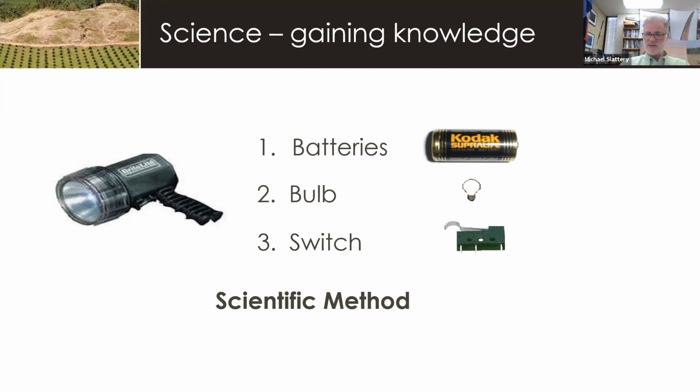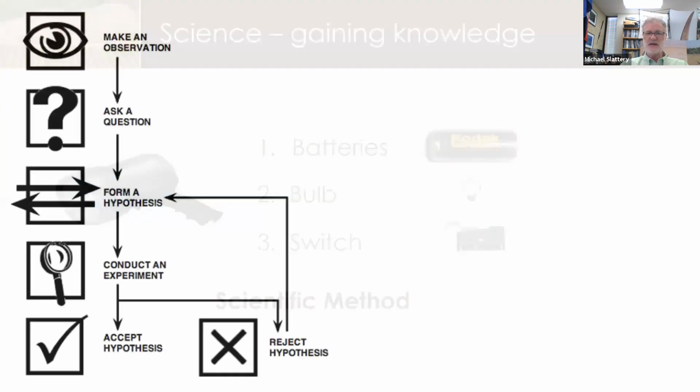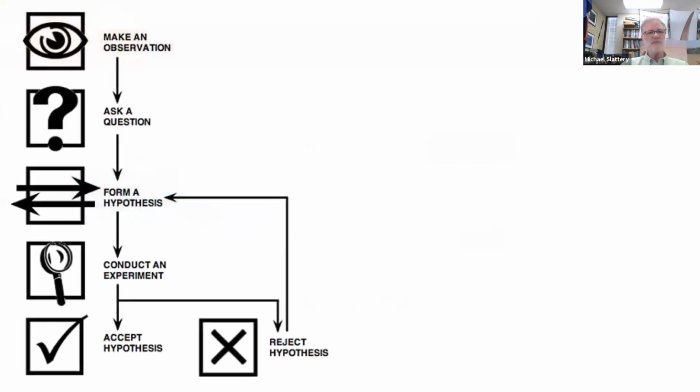Let's run a little experiment here to test out these variables one by one and see, okay, hypothesis one, it's the batteries. Let's change the batteries, the flashlight comes on, accept the hypothesis, you solve the problem, right? That is the scientific method. In a slightly more formal way, this is what this looks like, right?